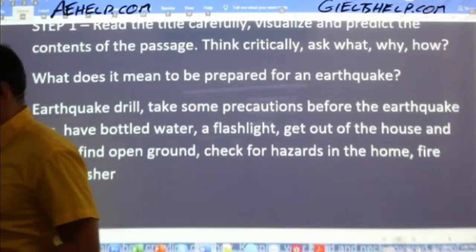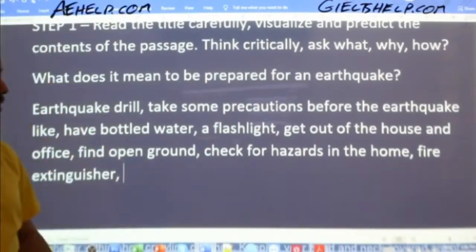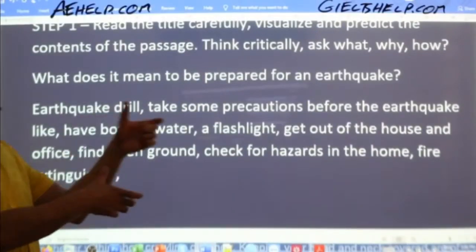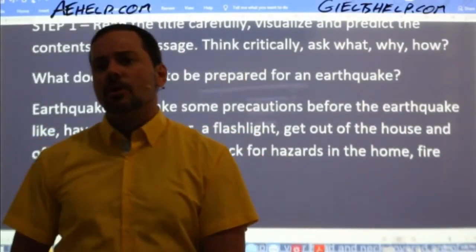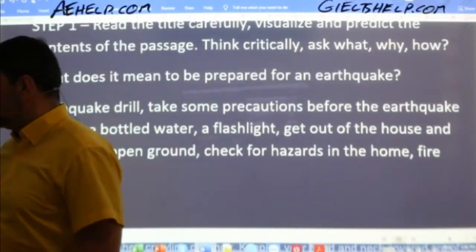Okay. Fire extinguisher, students, that's the device used to put out fires. That's a very good word to know in English. Fire extinguisher. That's when you put the fire out. Okay, good. Now you're rolling with it. Now you're thinking about the right way. So that's what you want to do, okay?